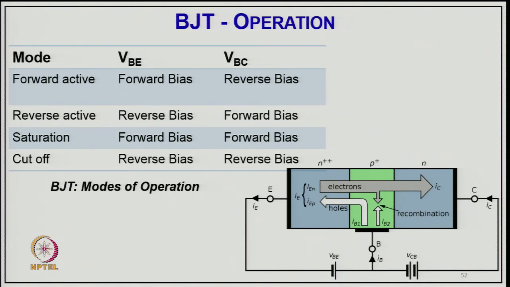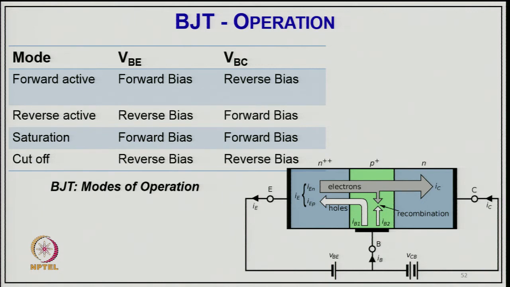So, we call it forward active. VBE is typically the forward bias, and VBC is the reverse bias. For reverse active, VBC should be the forward bias and VBE the reverse bias. In saturation both are forward biased, so there is only a small drop. In cutoff both are reverse biased, which means no conduction takes place. So, these are the typical 4 modes of BJT operation.